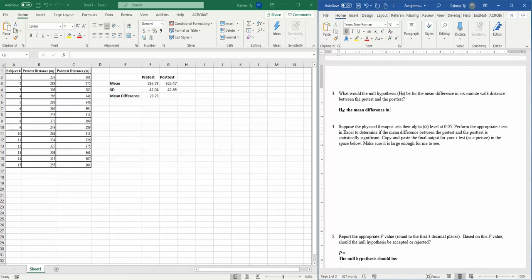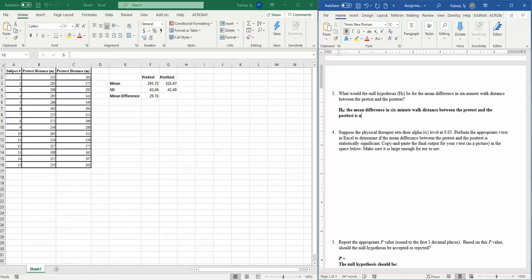So let's say the mean difference in 6-minute walk distance between the pre-test and the post-test is not statistically significant. So yeah, that's the null hypothesis. When we're comparing the pre-test versus the post-test, we could say something like this. And you could say something exactly like this for your assignment 6. That the mean difference in 6-minute walk distance between the pre-test and the post-test is not statistically significant.